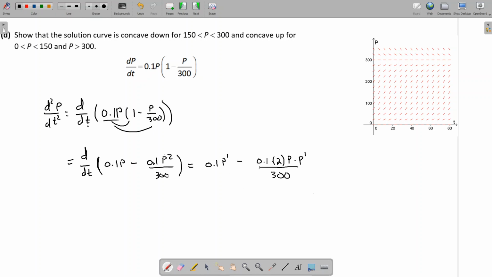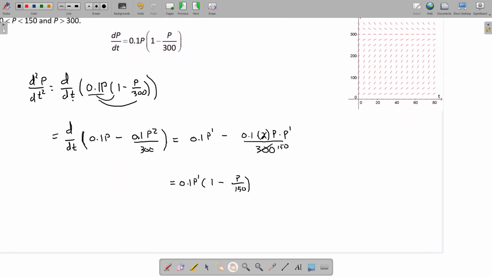Okay, both of these have a p prime, and they both have a 1/10 on them, so I'm going to pull that out. 0.1 p prime multiplied by 1 minus, and then I'm going to go ahead and cancel right here and here, put a 150 instead. So this will be p over 150. Okay.